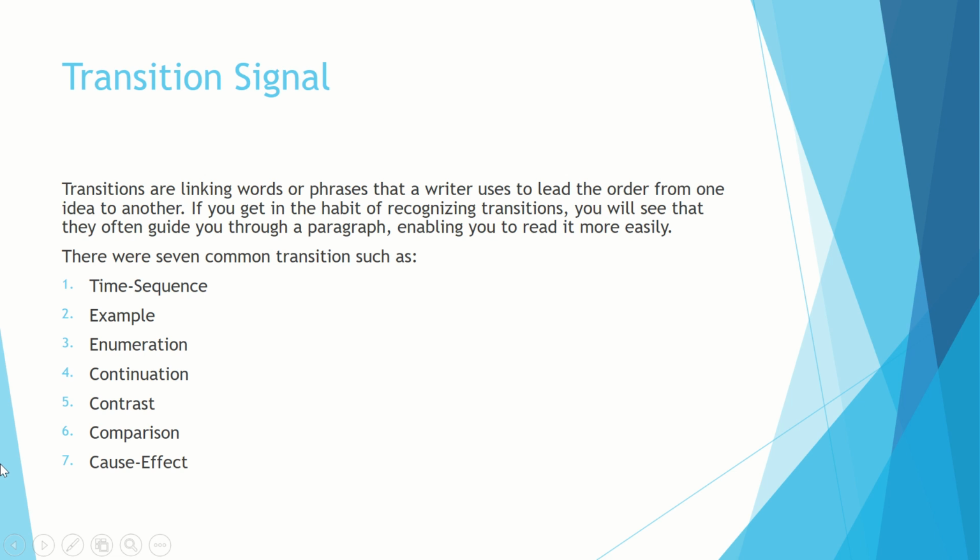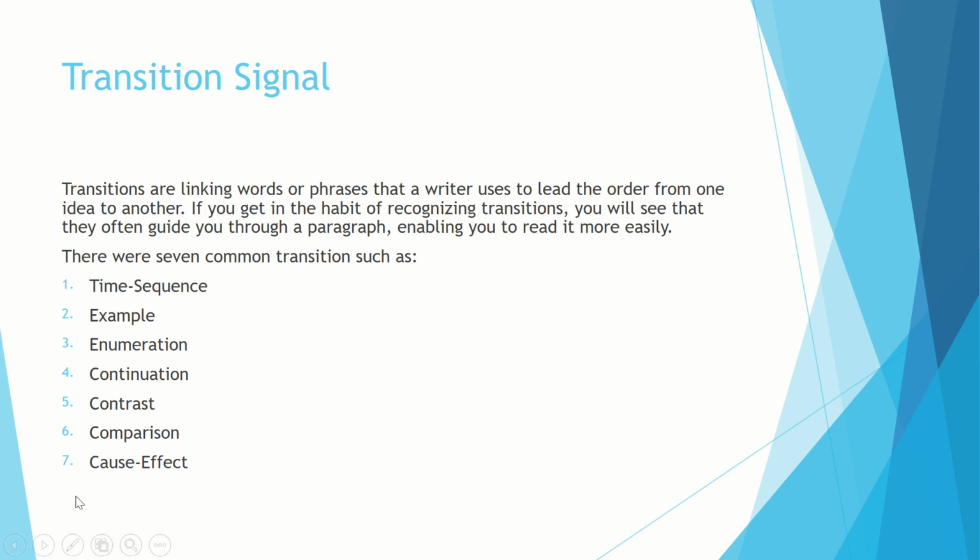This is transition signal. What is a transition signal? Transitions are linking words or phrases that a writer uses to lead the reader from one idea to another. If you get in the habit of recognizing transitions, you will see that they often guide you through a paragraph, enabling you to read it more easily. So basically, a transition is a word that connects phrases and ideas, and if you know it, it will be easier for you to read the script or paragraph.